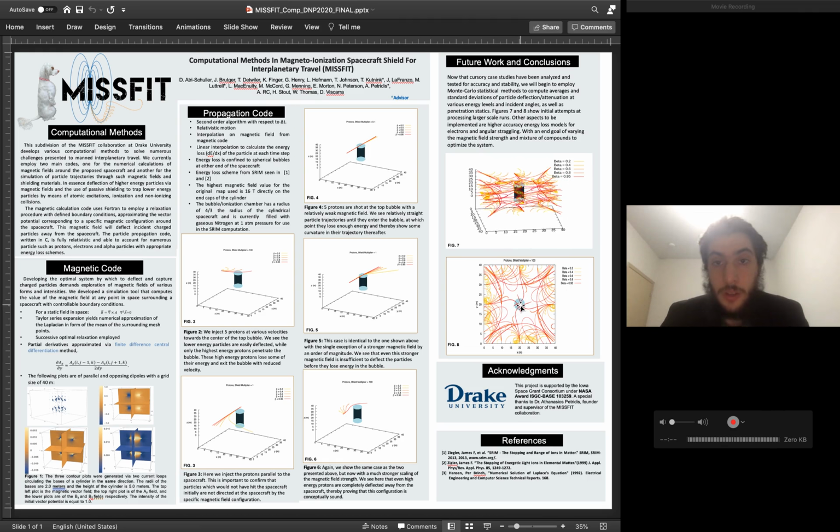Future work includes getting more higher order energy loss models, which include angular straggling, for example, and to start running Monte Carlo methods to calculate statistics on penetration from different starting points, energies, angles for every particle.